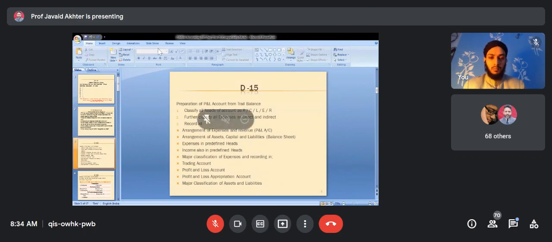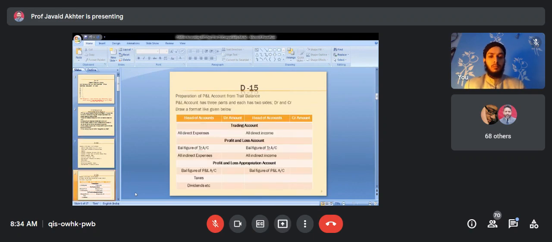So likewise, it happens, you prepare profit loss account. More important was to know, you see the screen now, we have written preparation of profit loss account from the trial balance. The profit loss account has 3 parts. I have written trading account, profit loss account, profit and loss appropriation account.